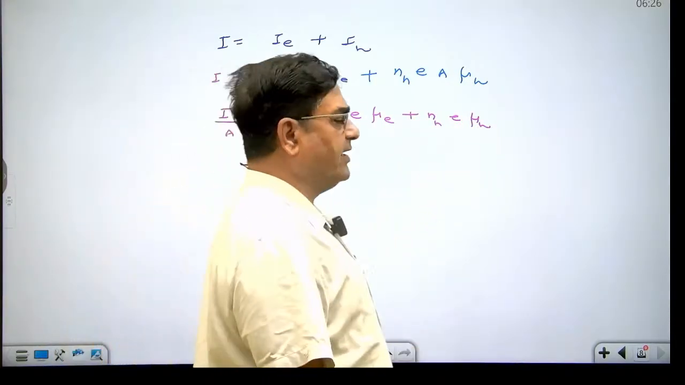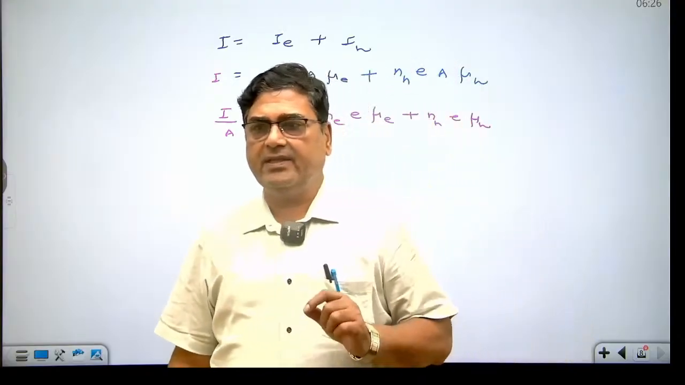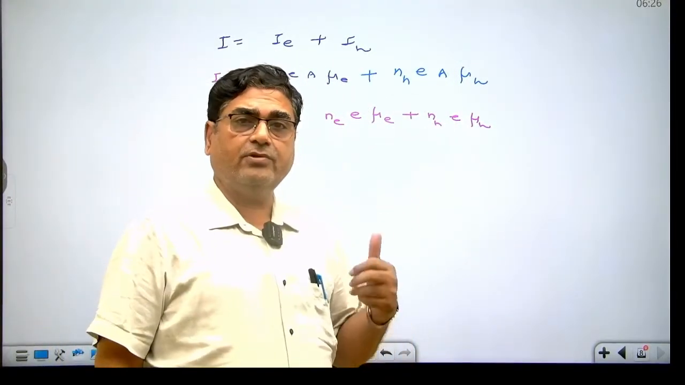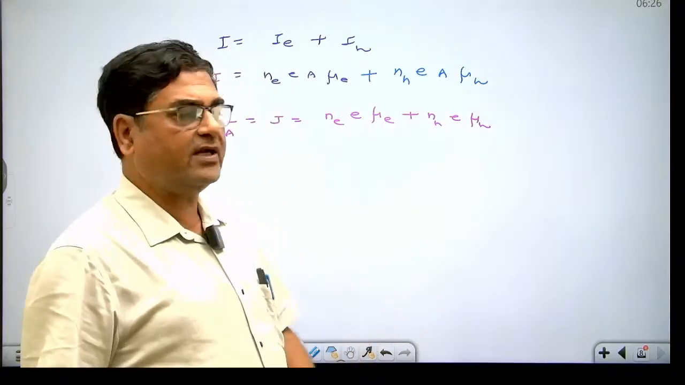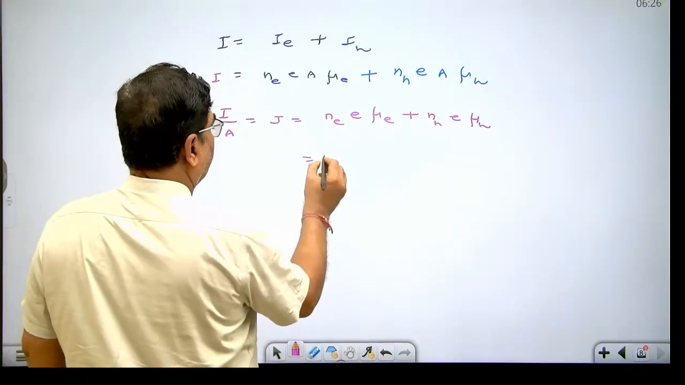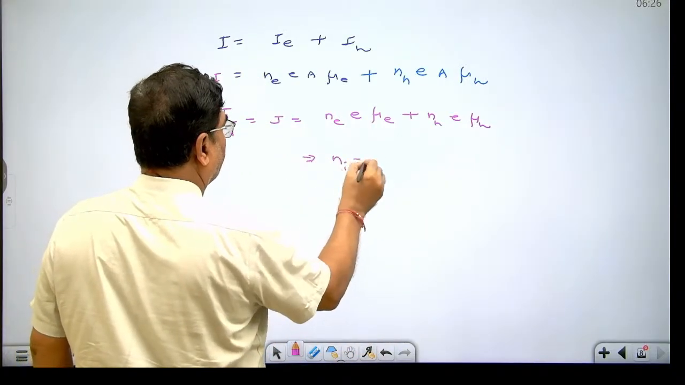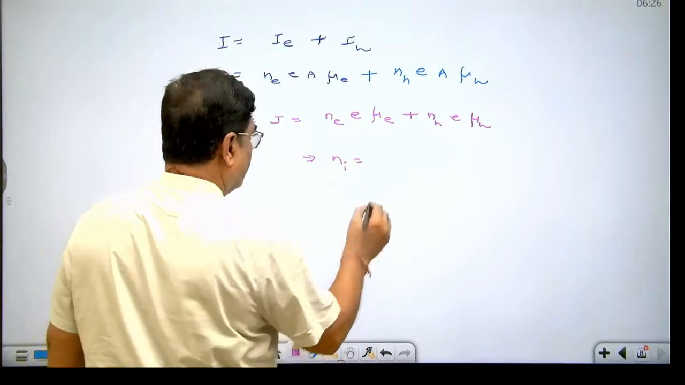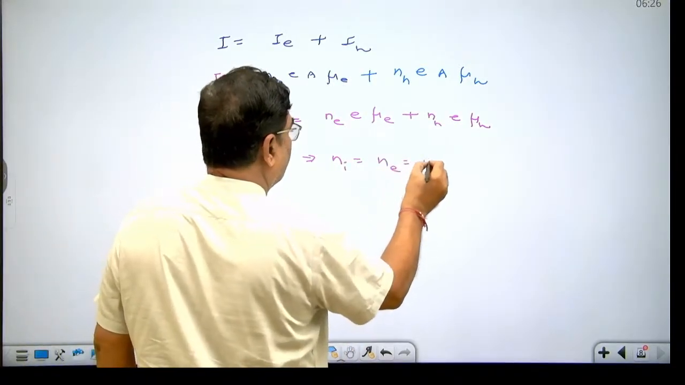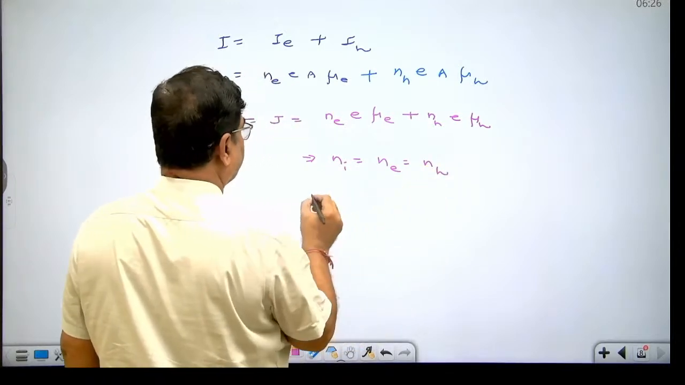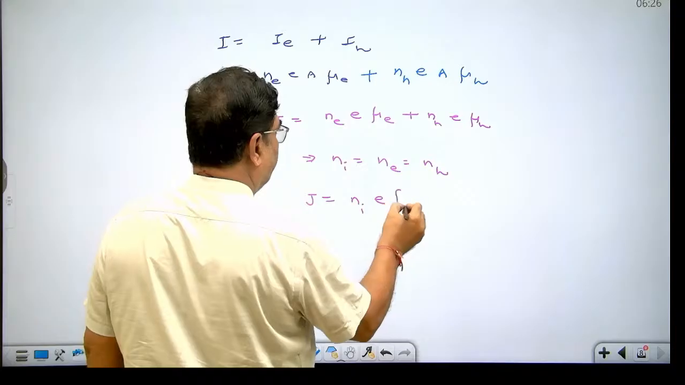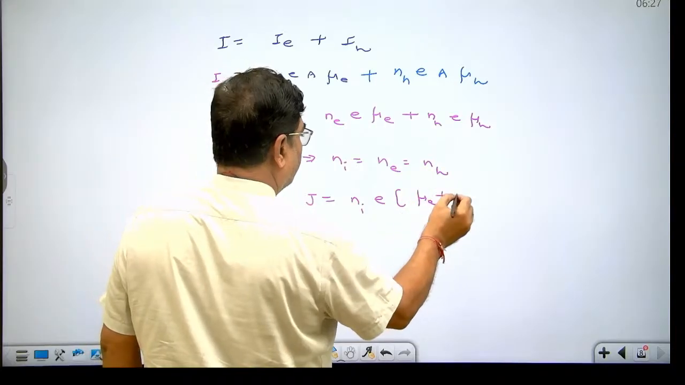And dear student, in case of intrinsic semiconductor, electron density remains equal to hole density, that is called intrinsic charge density. Okay. So Ni equal to Ne equal to NH in case of intrinsic semiconductor. In case of intrinsic semiconductor, we write equation Nie (mu E plus mu H).